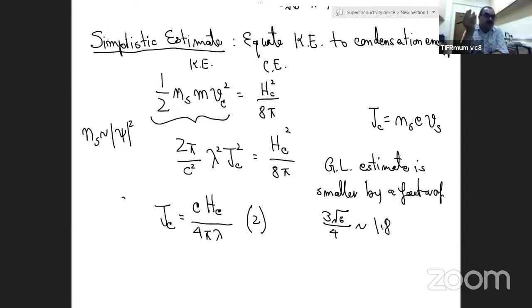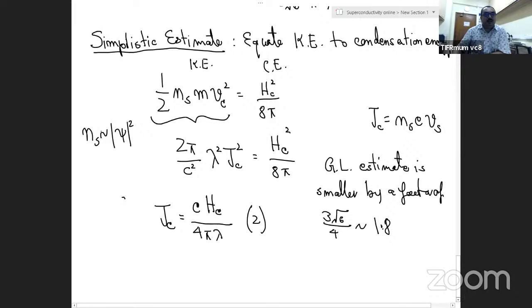So as you increase the current, you don't have to excite by the whole condensation energy. You have to excite by a smaller energy. So this nonlinear effect is not incorporated here, that the current itself is also suppressing the order parameter. That is why you are overestimating. All right, this is one part.